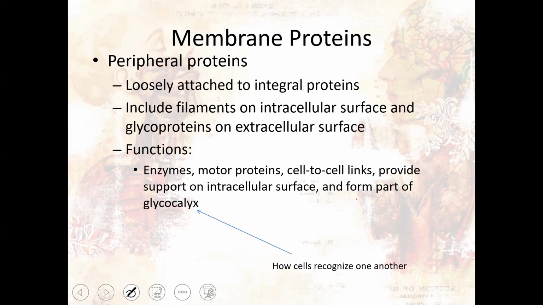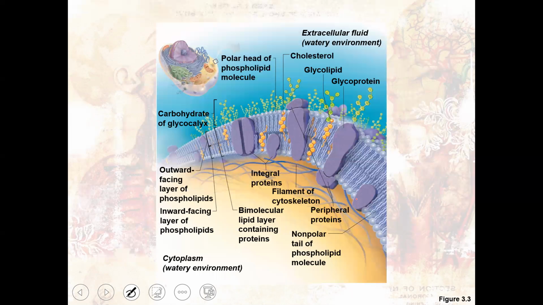Some of them are loosely attached to the outside. They're called peripheral proteins. They may hook cells together. They may form part of the glycocalyx, which is involved in cell recognition. Here we see integral proteins that go all the way through, and then you see those little peripheral proteins that are kind of stuck to the outside.